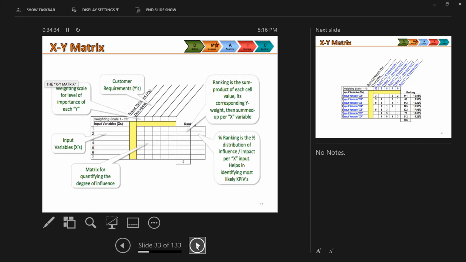So this is what it looks like. Again, it's a graph like this. Under input variables, you put all the input variables, and I'm going to give you an example of that in a second. Then there's a way to grade them. And these are the outputs, what the customer wants. So largely, what's the relationship, making it very visible between my inputs and my customer requirements, which are Ys.